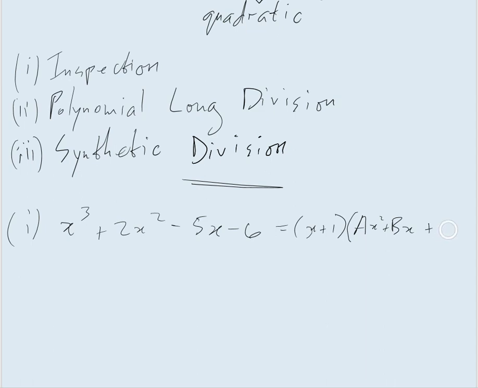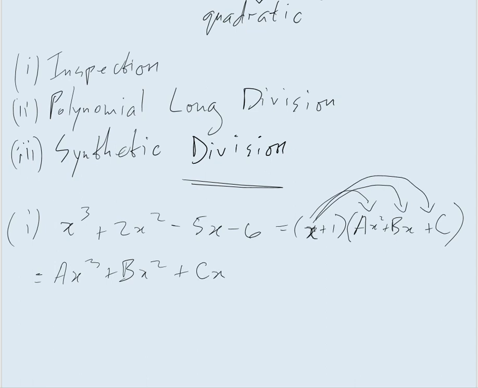Now I'm writing them as capital letters so we don't confuse things. So let's literally just expand this and see what happens. So if we do x times ax squared, we get ax cubed. X times bx gives us bx squared. X times c gives us positive cx. And then we just use the 1 and multiply, so we get the same thing. So it's ax squared plus bx plus c.